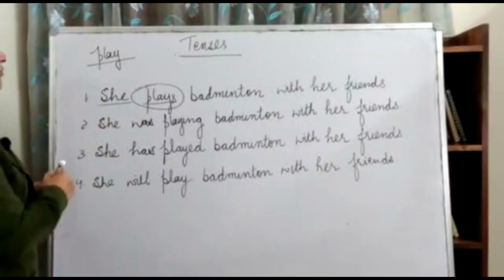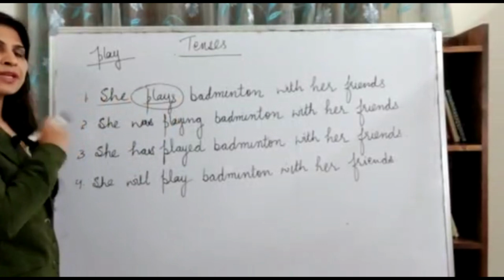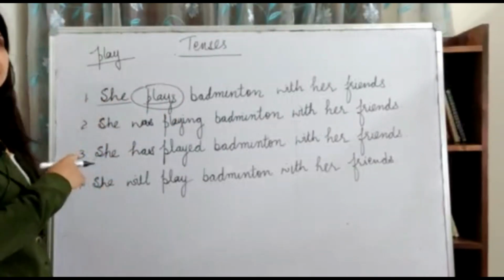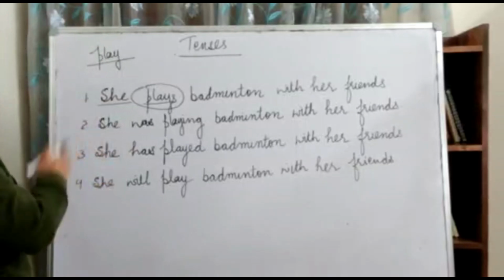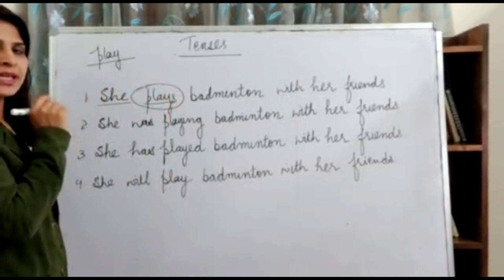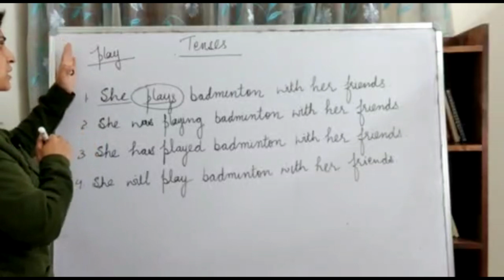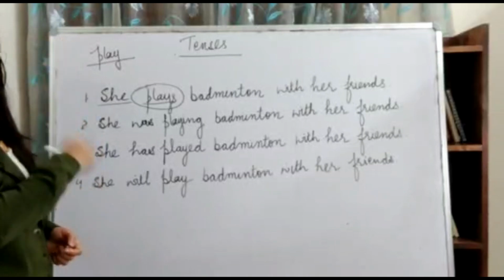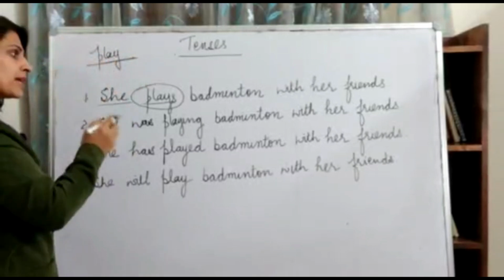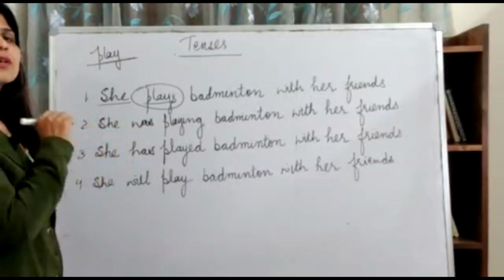Now you have seen in the sentence we have added s with the verb. Grammar has a rule that the singular subject uses the singular verb and the plural subject uses the plural verb. When we add s or es with the verb, it becomes a singular verb. Otherwise, in the base form, the verb is always plural. If we say play, it's a plural verb. But if we add s or es with the verb, it becomes a singular verb.